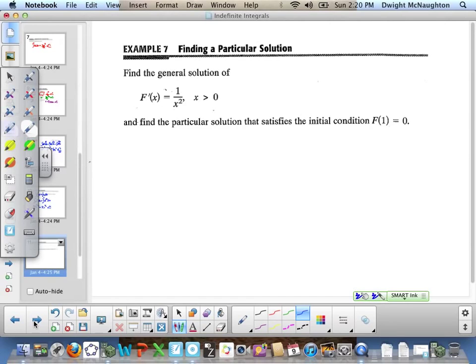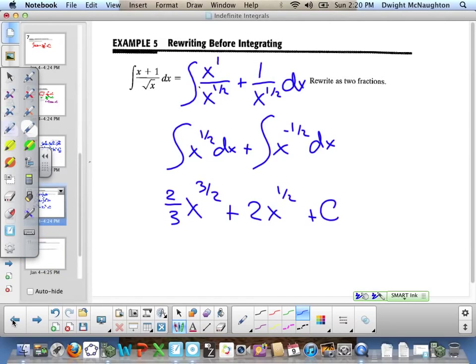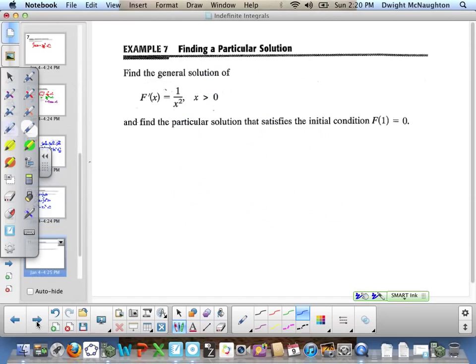Now, we've been finding general solutions. General solution is with the plus c because there's infinite amount of solutions. What we're going to look at now is particular solutions. Those are solutions where we want to get rid of the c. In order to get rid of the c, you need to know a little bit more information, an initial condition.